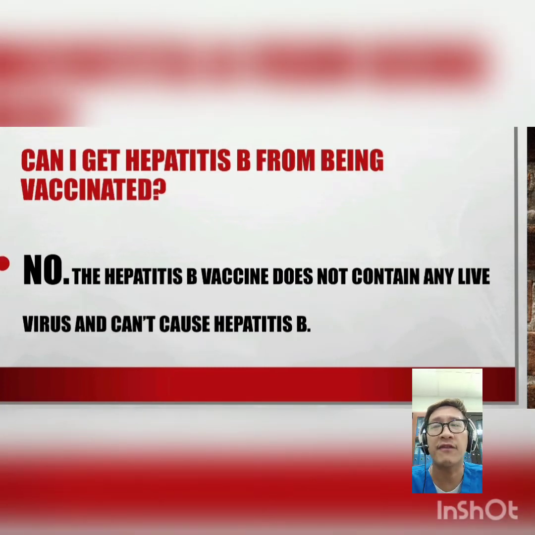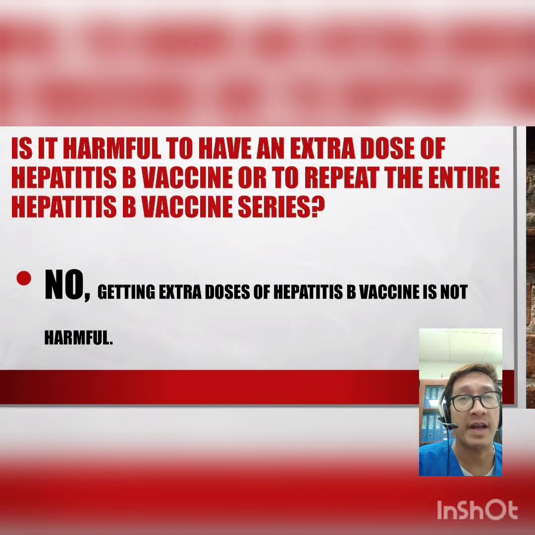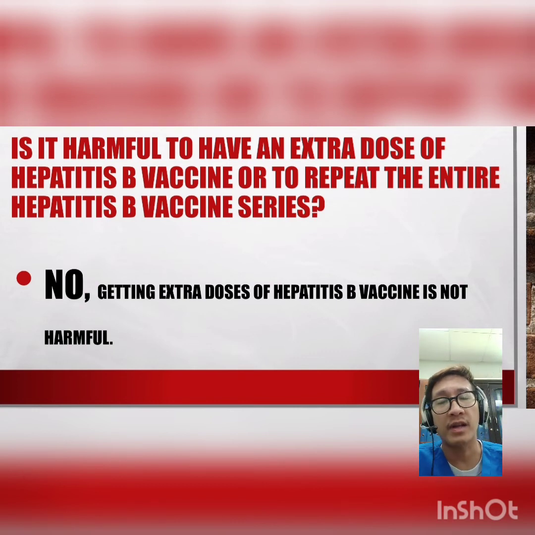Can you get hepatitis B from being vaccinated? Of course, no. The hepatitis B vaccine does not contain any live virus and cannot cause hepatitis B. Is it harmful to have an extra dose of hepatitis B vaccine or to repeat the entire hepatitis B vaccine series? When we talk about the hepatitis B vaccine series, this is the 3 shots or 3 doses of your hepatitis B vaccine, which is given day 1 as the first dose, after 1 month, then after 6 months. If you completed the 3 doses, that is what we call your 1 series of your hepatitis B vaccine. Now, is it harmful? Of course not. Getting extra doses of hepatitis B vaccine is not harmful.